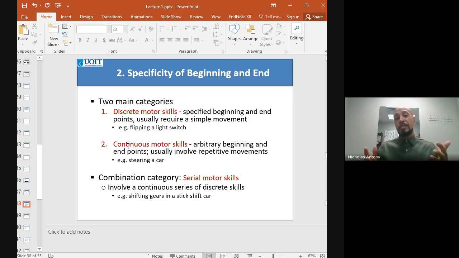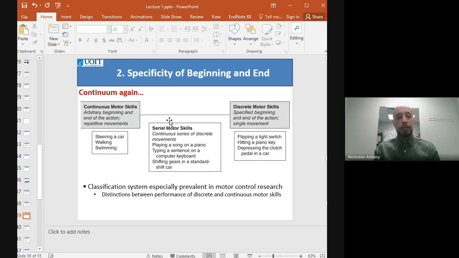So what happens is that it looks like the control process is much different for a continuous skill versus a discrete skill. And just like with all the one-dimensional systems, things aren't typically one or the other. They're somewhere on a spectrum.